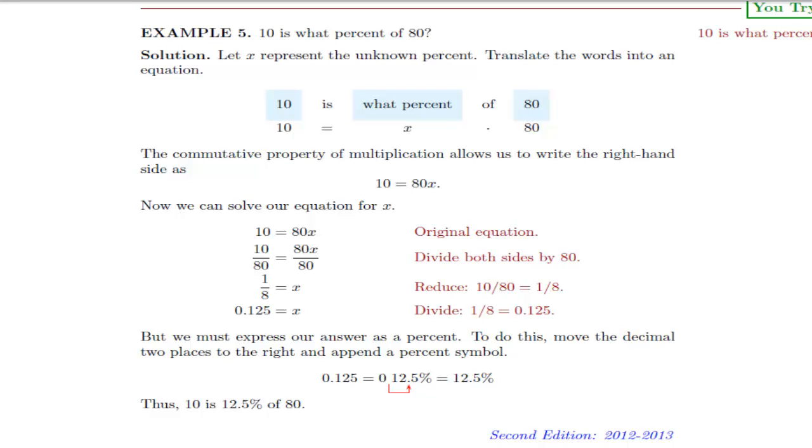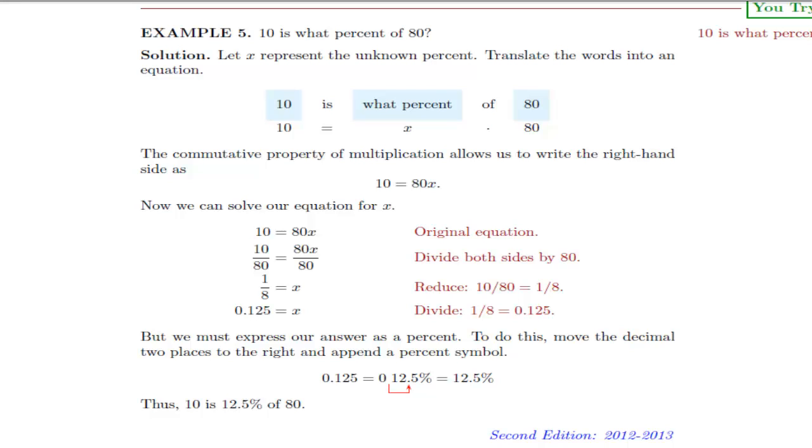10 is equal to what percent, or x, of, or times, 80. The commutative property of multiplication allows us to write the right-hand side as 80x. Hence, we get 10 equals 80x. Now we can solve our equation for x. We'll divide both sides by 80 to get x by itself.